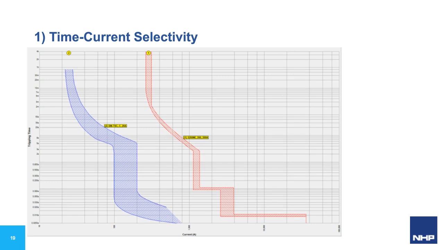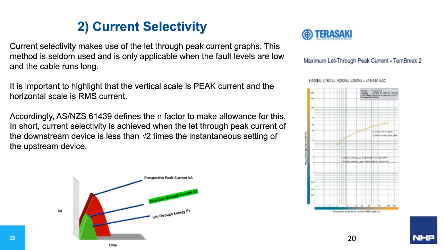Time current selectivity is fairly straightforward up to the highest current point of the downstream device, as long as it does not overlap the upstream device's curve. This is the most commonly used method conforming to AS/NZS 3000 requirements. Current selectivity. For applications of higher risk, current selectivity is a method of using peak let-through current graphs of individual circuit breakers to determine compatibility. In reality, this method is applicable in a limited number of applications where fault levels are not very high.